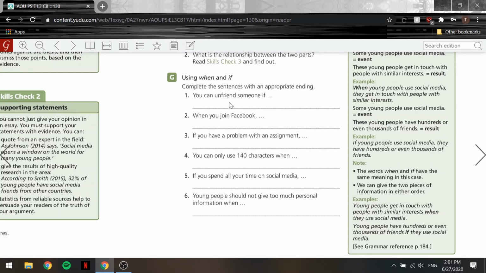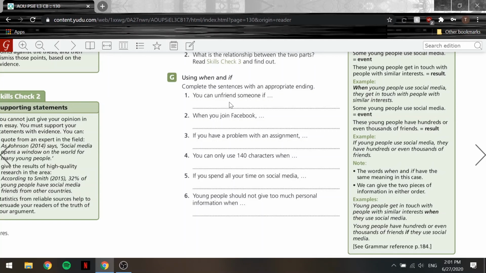Twitter, the social media app. I'm pretty sure you guys know what Twitter is. Anyway, let's keep going. 5, if you spend all your time on social media, this is a good one. We'll say if you spend all your time on social media, you might start feeling self-conscious, right? So when you try to compare your body or what you do to others, it's not a good thing. So that is what it means to be self-conscious. So if you spend all your time on social media, you might start feeling self-conscious.